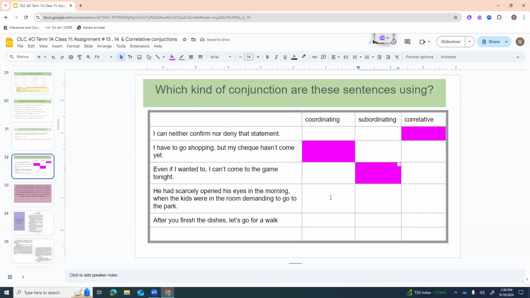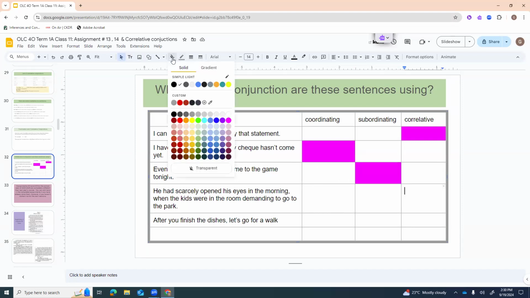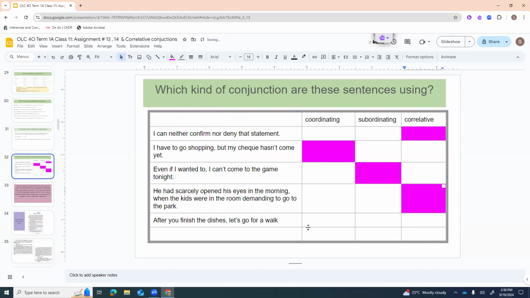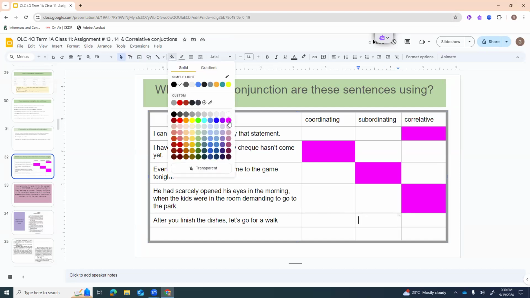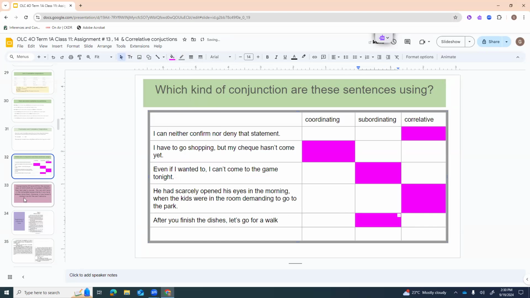He had scarcely opened his eyes in the morning when the kids were in the room demanding to go to the park. Scarcely and when is a correlative conjunction. After you finish the dishes, let's go for a walk. So that would be a subordinating, because after you finish the dishes can't stand on its own. It demands another part to the sentence. Okay.